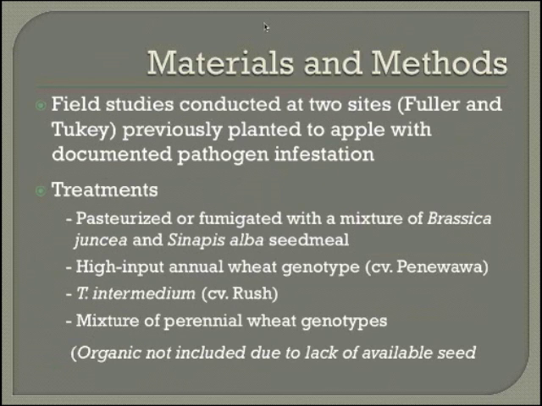We also did field studies at 2 sites in Washington State, one near Wenatchee and one near Pullman, Washington. It had documented infestation of pathogens. And with our greenhouse, when we brought it into the lab, we either pasteurized it or fumigated in the field with some brassica seed meal as a fumigant. And we had that high input annual wheat genotype.